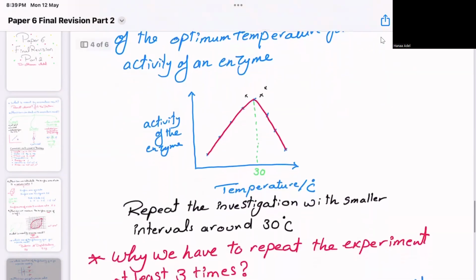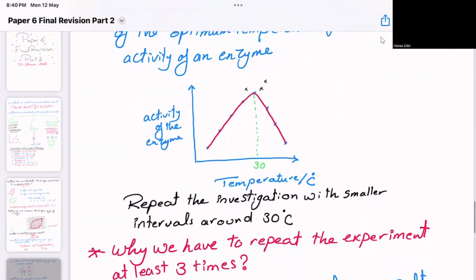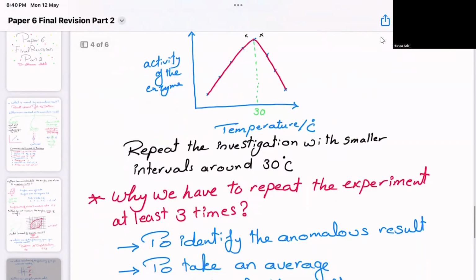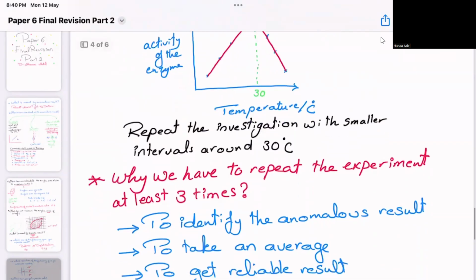We have another question. Why do we have to repeat the experiment at least 3 times? Sometimes we just do the experiment only once. So why is it important to repeat the experiment at least 3 times? Firstly, to identify or spot the anomalous result, to take an average and to get a reliable result.